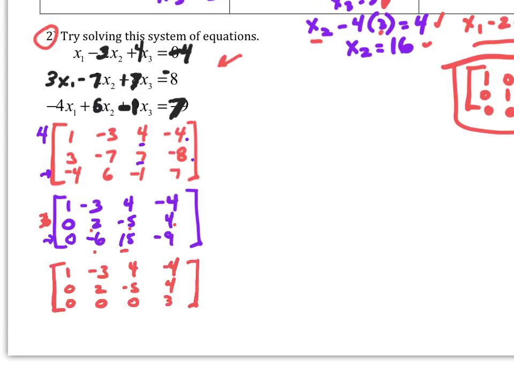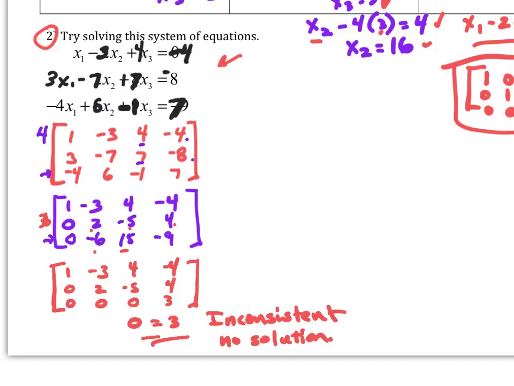So if I solve for my x3, this essentially tells me that 0 is equal to 3. Well, what does that mean for us? Well, that tells us that this system is inconsistent. I'm not going to have a solution for this one. Okay, so that's the statement that we end up with that will give us an inconsistent solution. The method is the same.